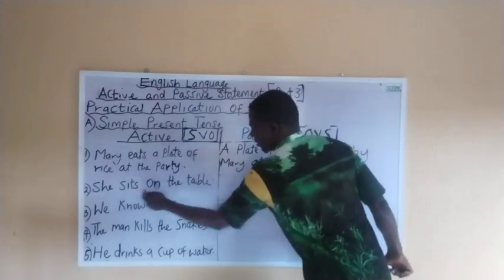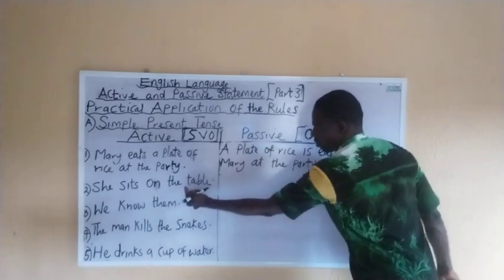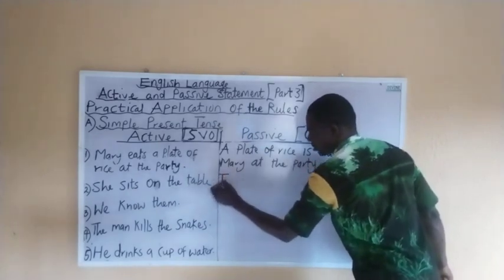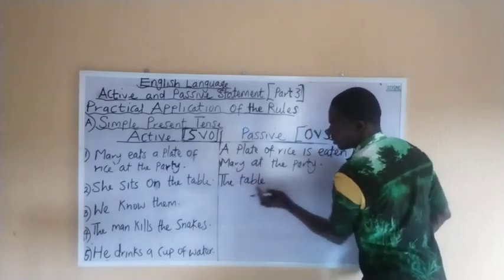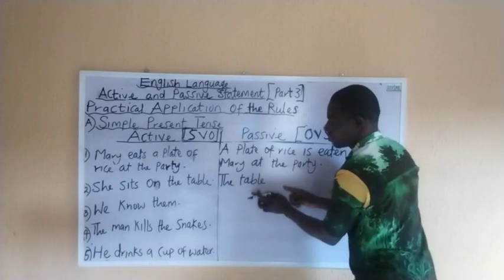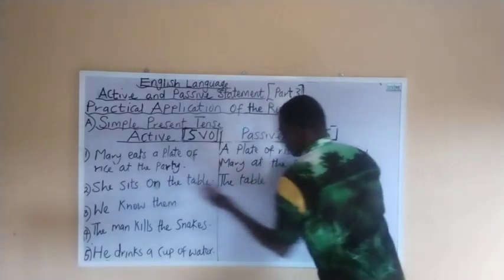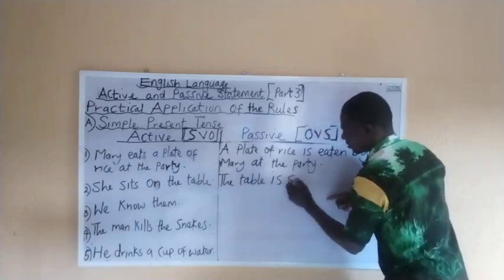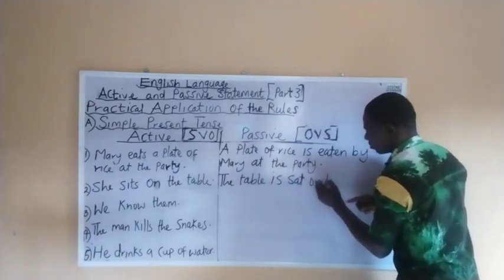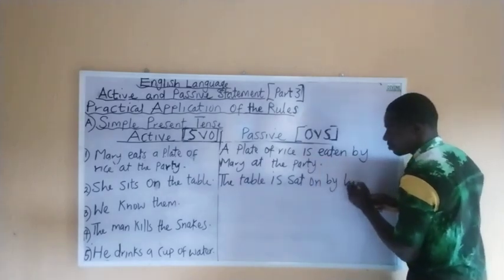2. She sits on the table. We begin with our what? With the object, the table. The table is singular. So we have to use a singular verb to maintain the verb also, which is sit. The table is sat on by her.